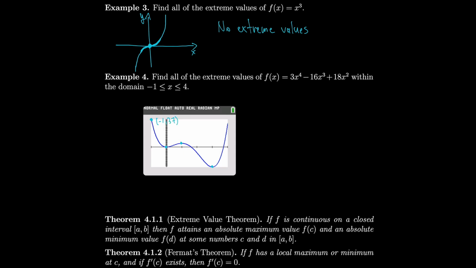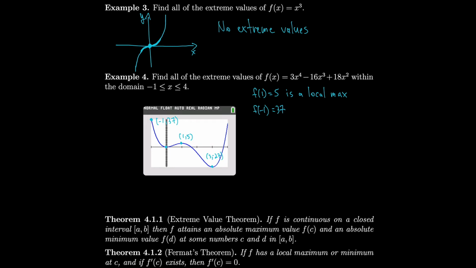37. This point is 1, 5. Obviously that point is 0, 0. And this point is 3, minus 27. Okay, so we could see that f of 1, which equals 5, is a local maximum. F of -1 is a global maximum at 37.